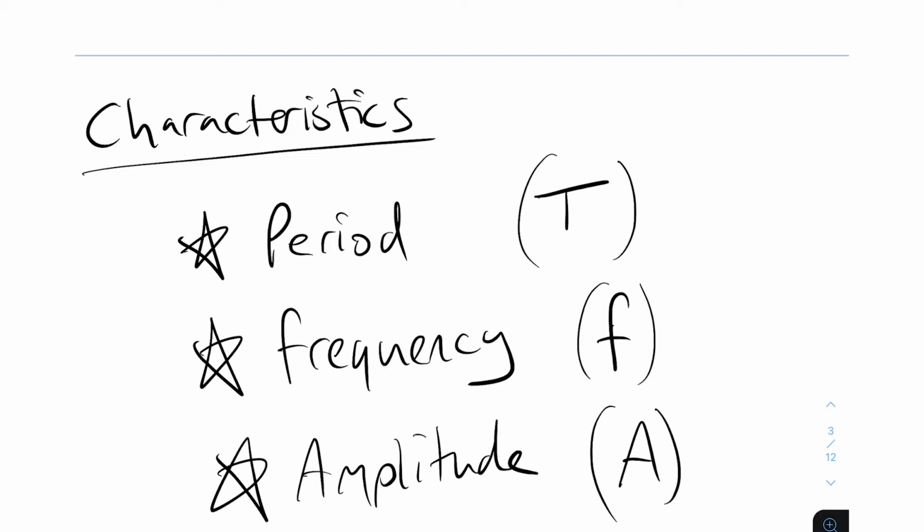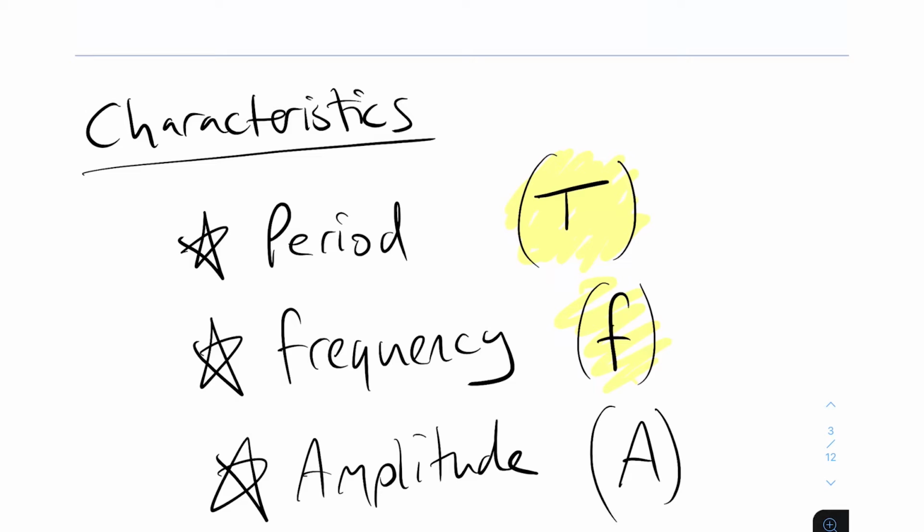The period is denoted with capital T. Whenever you see the capital T when you're dealing with waveforms, we're talking about the period. The period is the time in seconds for the waveform to complete a cycle or to repeat itself. Frequency is denoted with the lowercase f, and the frequency is how many times one cycle of the waveform is repeated per second. So how many cycles you're going to get in 1 second.